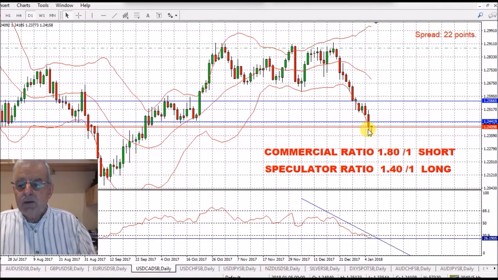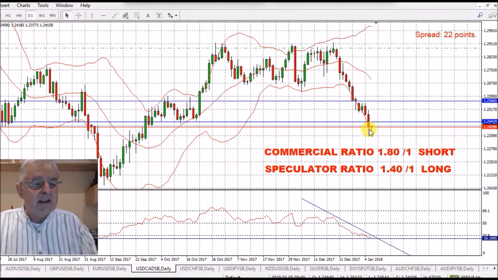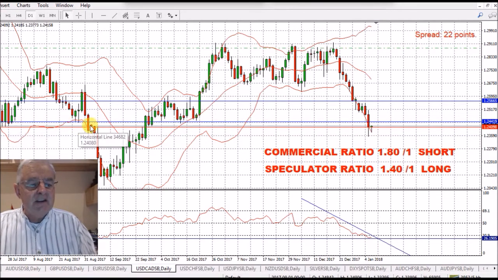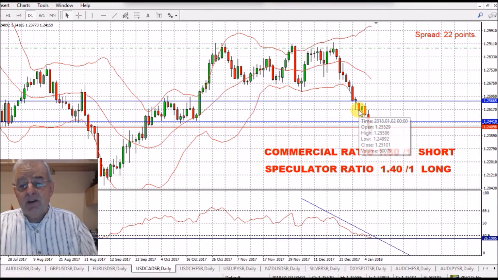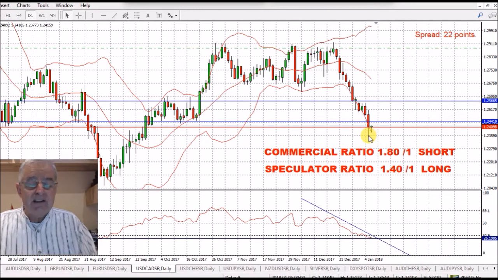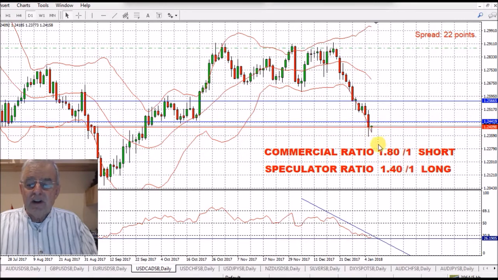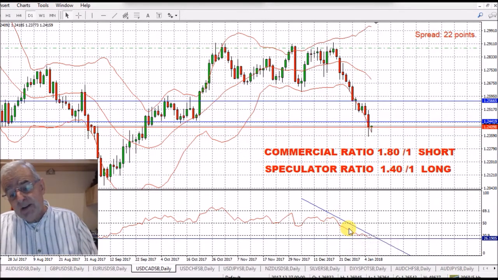USD CAD, we sort of stalled around a little bit of support down the bottom here, the bottoms of these candles over here. A little bit of hard work getting up there, another little bit of support there. So you know, we are on a little bit of support. We have a commercials ratio short for the Canadian dollar of 1.8 to 1, and that was back up here somewhere. So as we're further down, and with that nice candle that we had the other day, we might see that short ratio increased by the weekend.